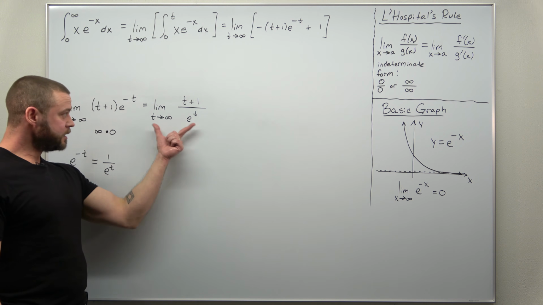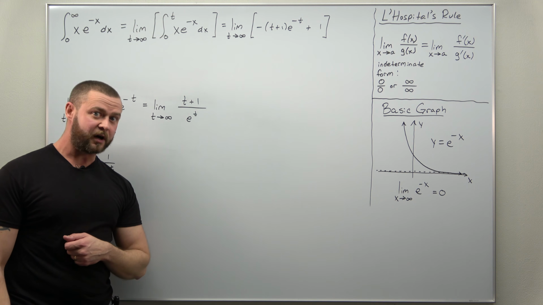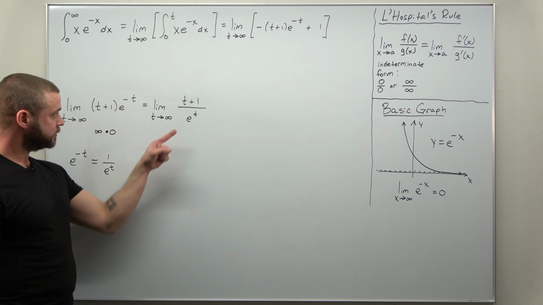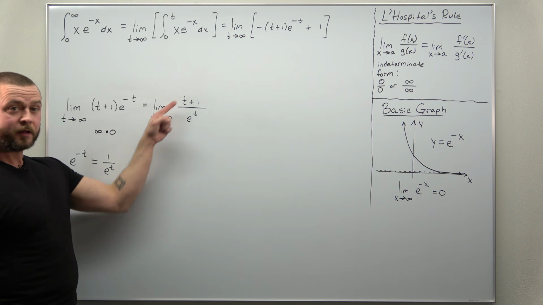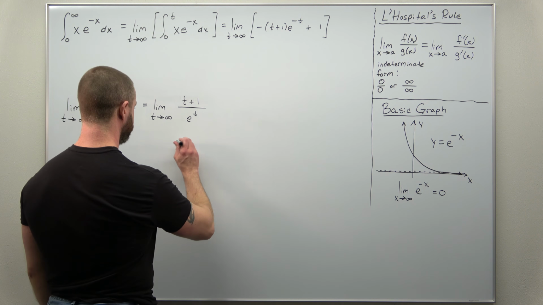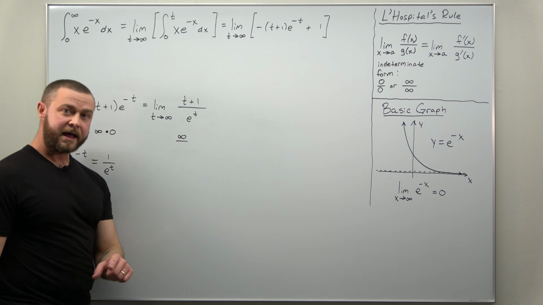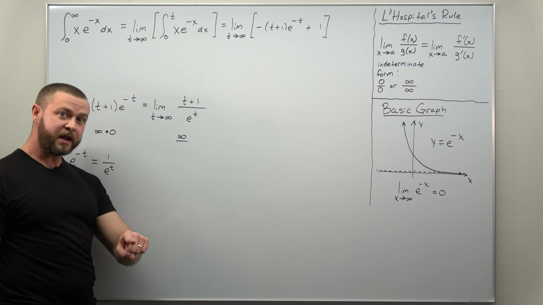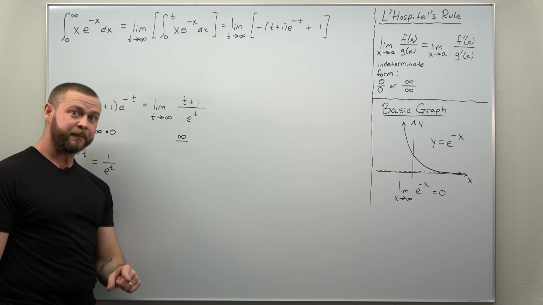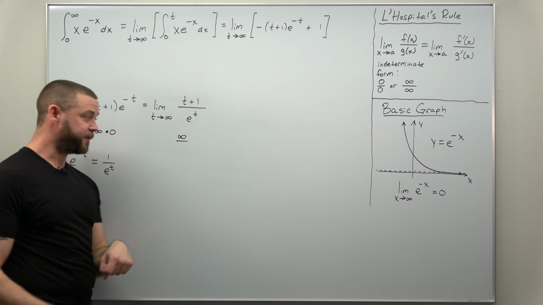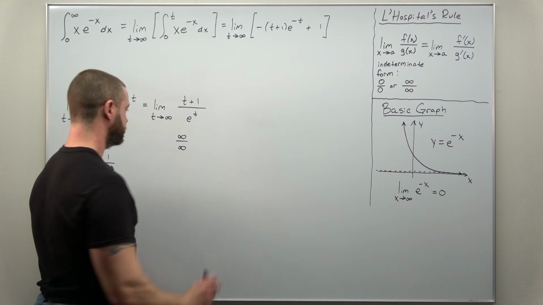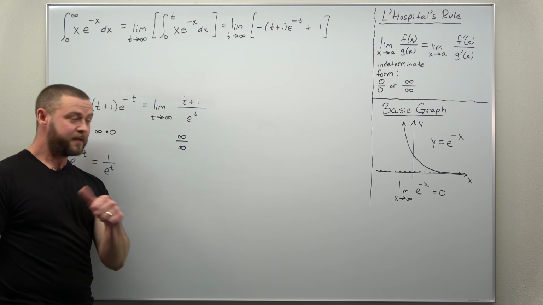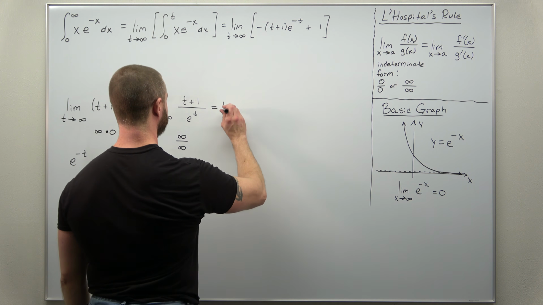Always check that you get an indeterminate form before you apply L'Hopital's rule. I always look for that in my Calc 2 course with my students. So let's check: as t approaches infinity, the numerator approaches infinity, and the exponential function e to the t, notice there's no negative there, grows and approaches infinity as you go very far to the right. So we do get an indeterminate form of type infinity over infinity. That means we can apply L'Hopital's rule.